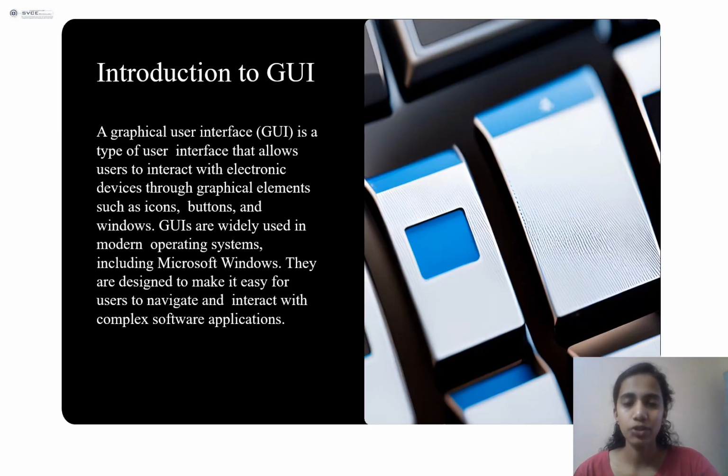Now let us see the introduction of graphical user interface. A graphical user interface is a type of user interface that allows users to interact with electronic devices through graphical elements such as icons, buttons, and windows. Some popular modern graphical user interface examples include Microsoft Windows, Mac OS, Ubuntu Unity, and GNOME Shell for desktop environments, and Android, Apple's iOS, BlackBerry OS, Windows 10 Mobile, and other smartphones are examples of GUI.